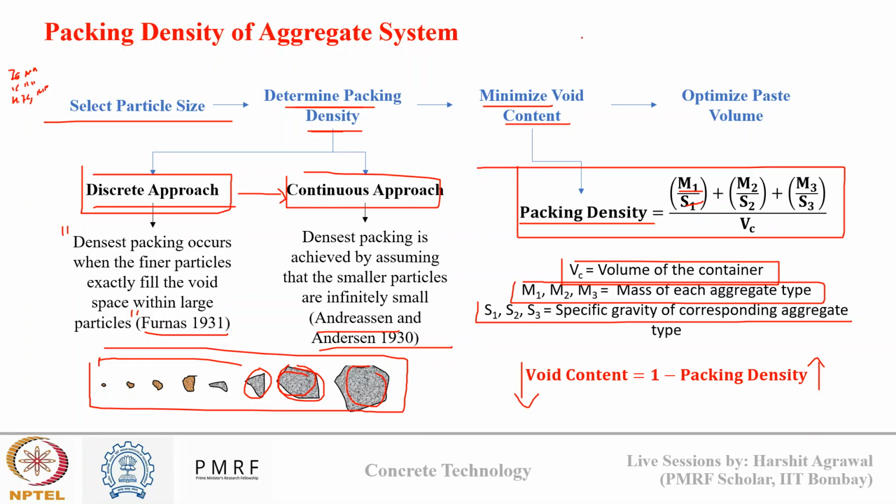Once we have minimized the void content, the final step is optimizing the paste volume to be more than the void percent, so that we can ensure required strength and workability. Suppose my void percent is 5%. For 1 meter cube, if I know 5% is my void content, then the paste volume that I am taking should be more than 5%, so that it can efficiently pack all the aggregates and also provide the level of workability required from the concrete. So these are the basic steps that we need to follow for optimizing the packing density and optimizing the paste volume.